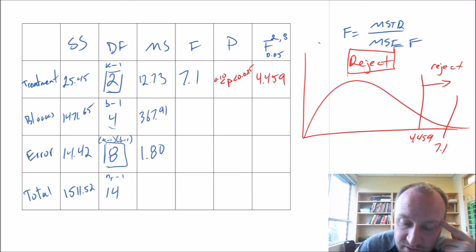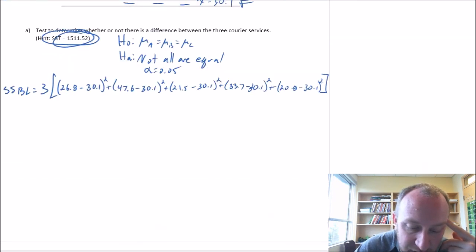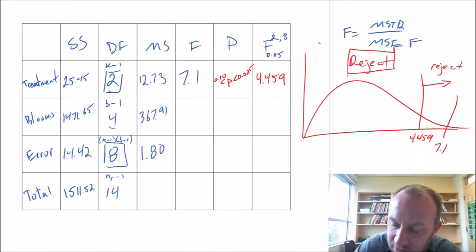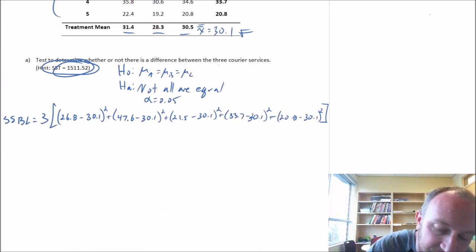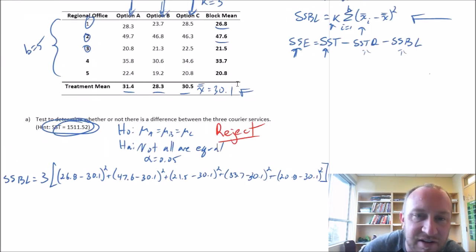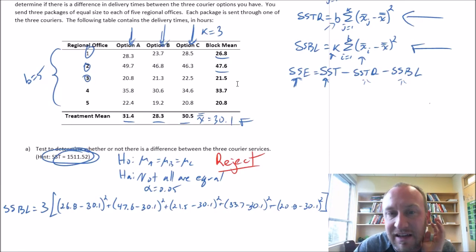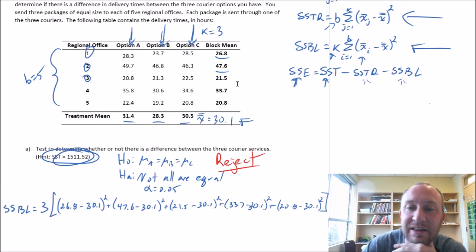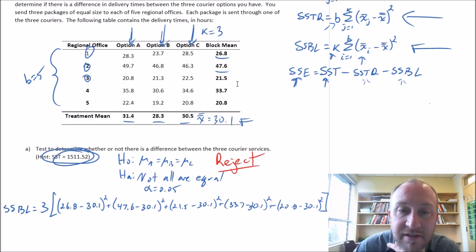So based on those results, again, our p-value is less than alpha. Our alpha was 0.05. With the critical value approach, our test statistic is much larger than our critical value. So here we can comfortably reject this null hypothesis. We do have evidence to show that there is a difference between these 3 courier services.